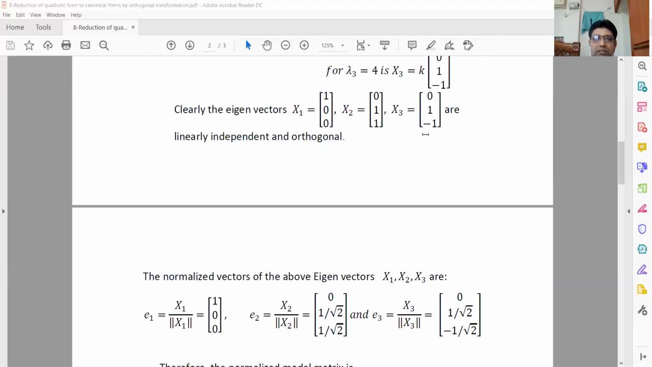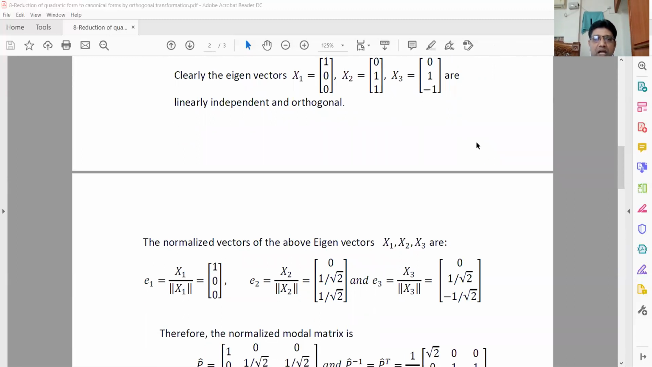But we want the normalized model matrix. Therefore, the normalized eigenvectors we have to calculate. So for that, what we are doing is normalizing this. That means I am dividing this vector with its norm, and the second vector also with its norm, and the third vector also with its norm. So x1, x2, x3. So I am dividing all these three vectors.